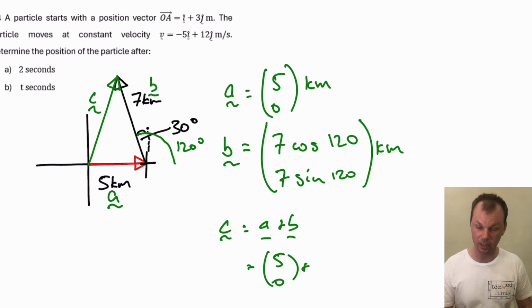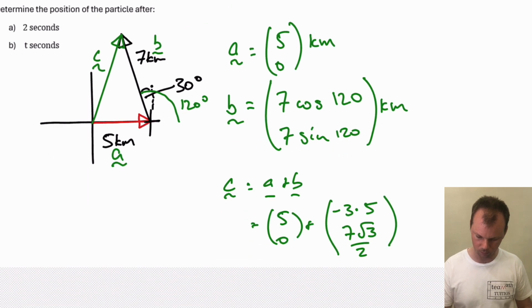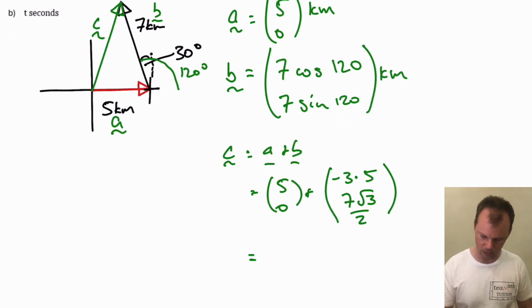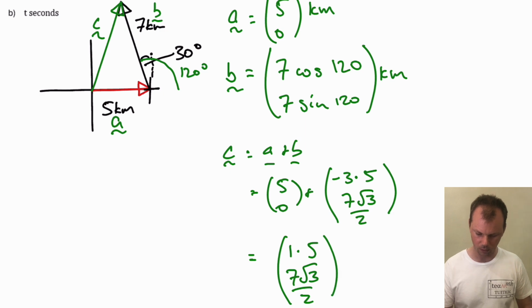Seven cos 120. Cos 120 is negative a half, so we're going to have negative 3.5. Sine 120 is root 3 on 2, so we're going to have 7 root 3 on 2, which equals 1.5, 7 root 3 on 2. Or we could express that as 3 on 2, 7 root 3 on 2.